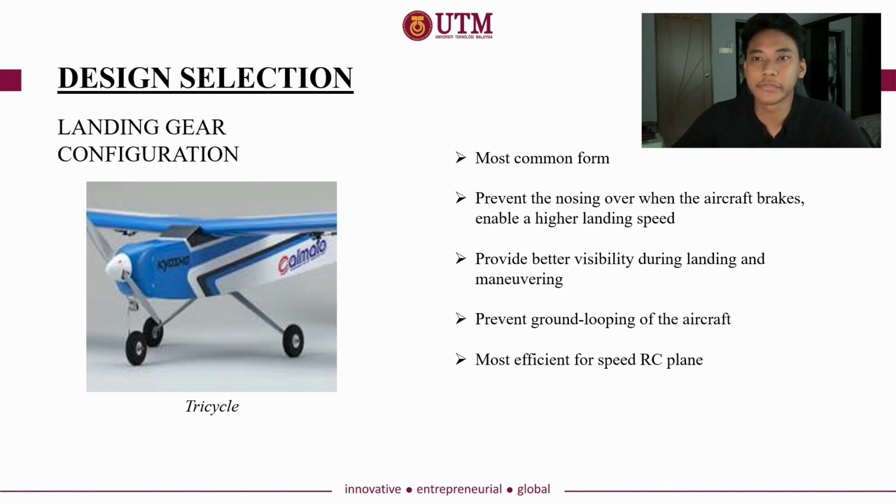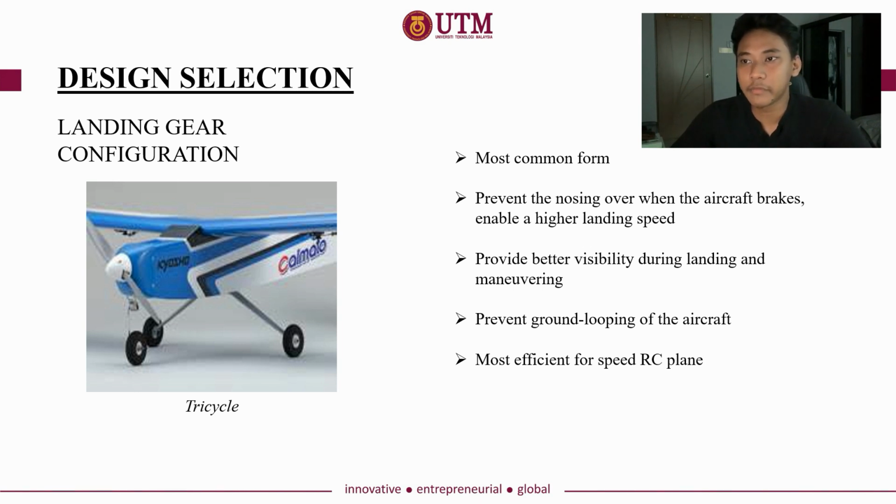And for landing gear configuration, we are using the tricycle configuration. It is also the most common form among aircraft. It can also prevent nosing over when the aircraft brakes, and enable a higher landing speed. This is because most RC planes have trouble during their landing on the ground. When they try to land at a higher speed, they will experience nosing over, which will end up breaking the propeller. So we don't want that kind of problem in our aircraft design, so we are using the tricycle configuration.